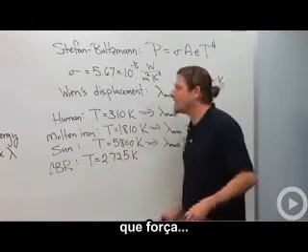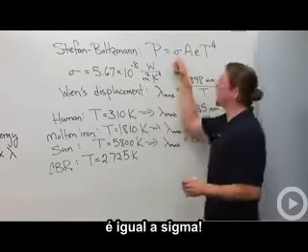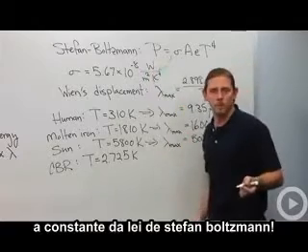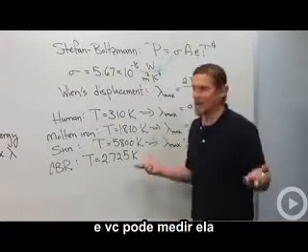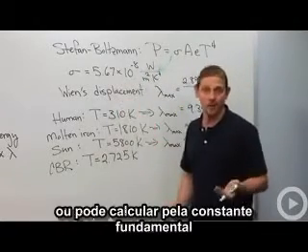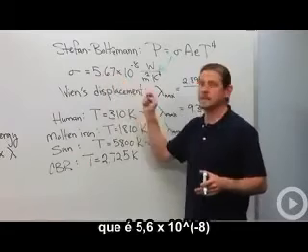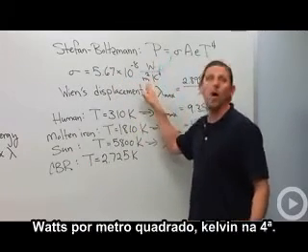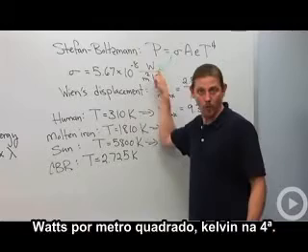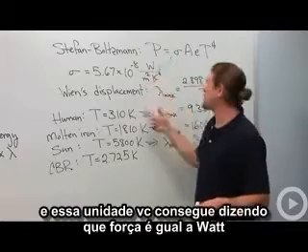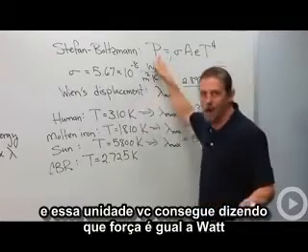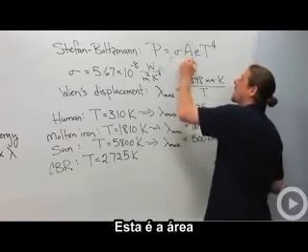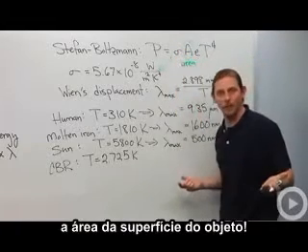So it tells us that power is equal to sigma. Sigma is the Stefan-Boltzmann constant. And you can measure it, or you can calculate it from fundamental constants. It's 5.67 times 10 to the minus 8 watts per meter squared Kelvin to the fourth. All right? Now that unit, of course, you can get just by saying the power has to be watts. And look what I'm multiplying by. This is the area, the surface area of the object.